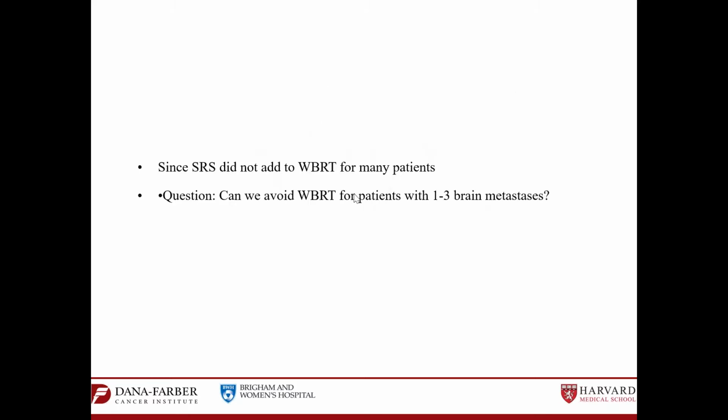Now, since SRS did not add an overall survival benefit in general, the question is, can we avoid whole brain for patients with 1 to 3 brain metastases? So what's the benefit of whole brain, and how can we say no, we don't want to do whole brain?